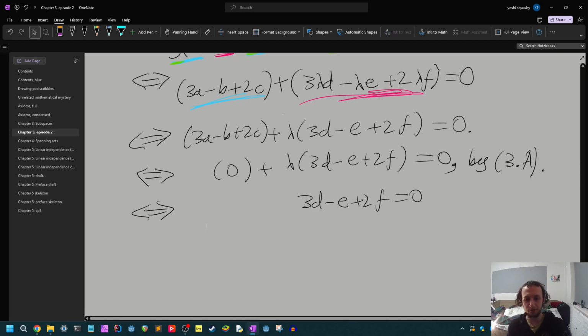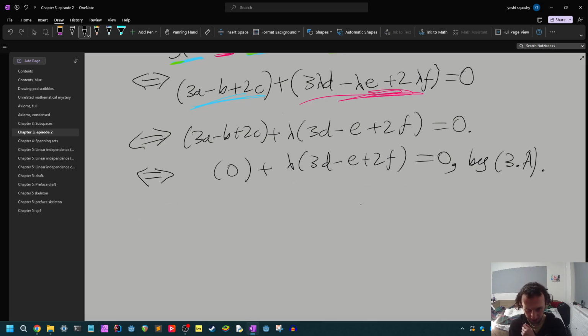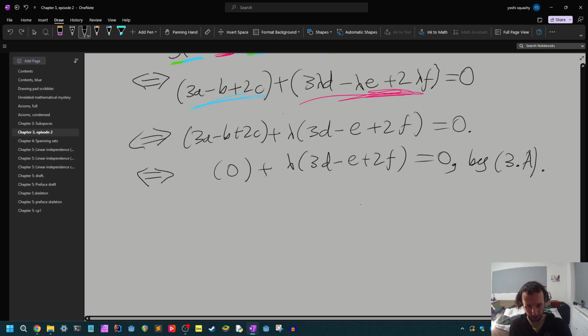No, even better. We don't even have to deal with that rabbit hole of logic where we can't divide by lambda because it could be 0. We can just substitute in lambda multiplied by 0, which is justified by 3b, because we defined this thing to be 0 earlier.